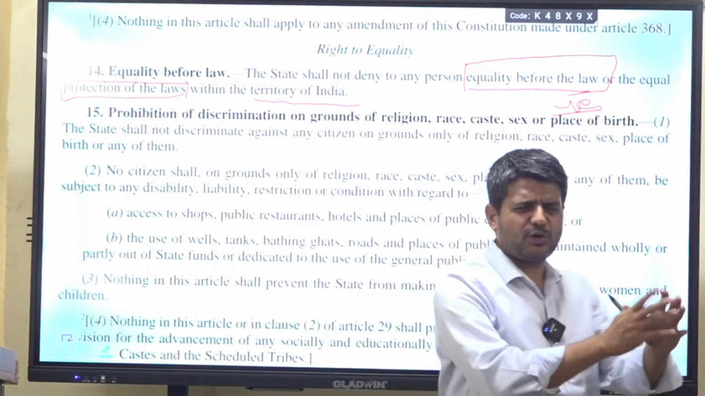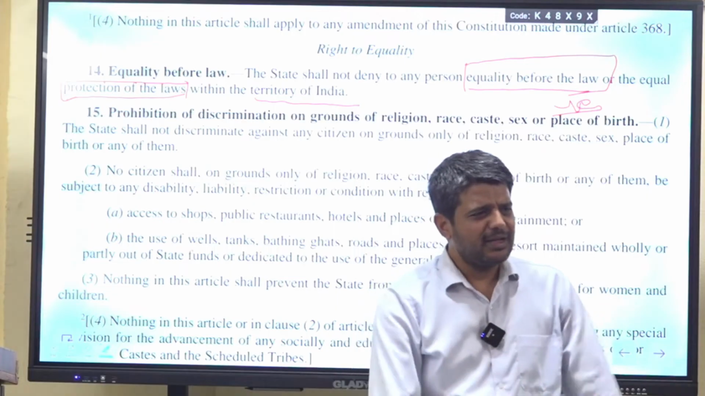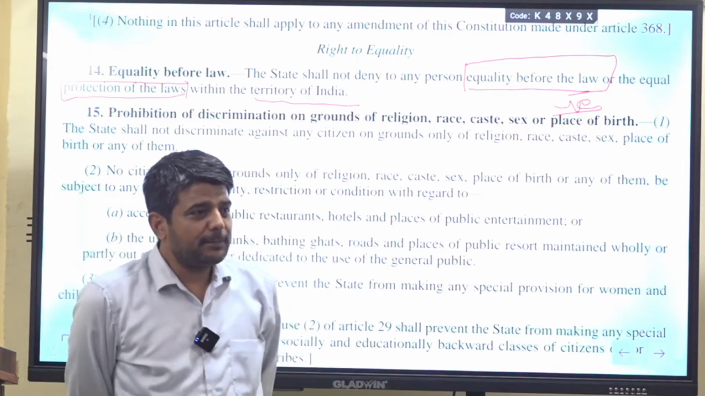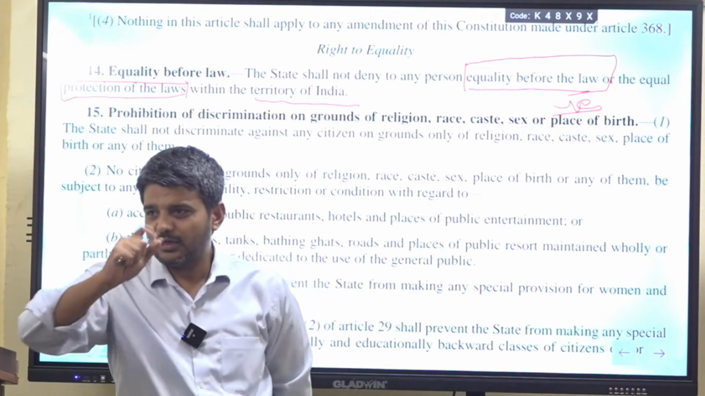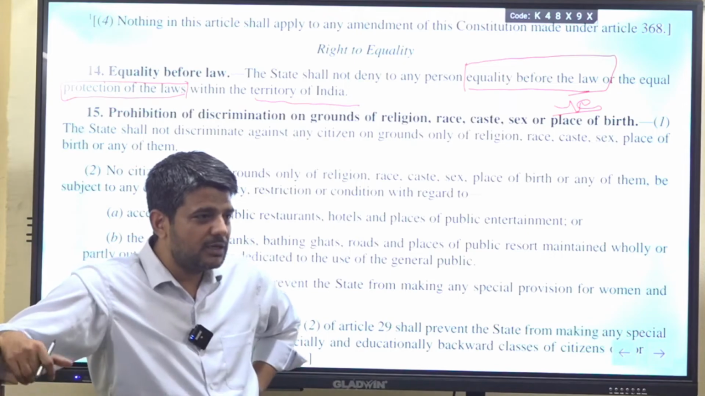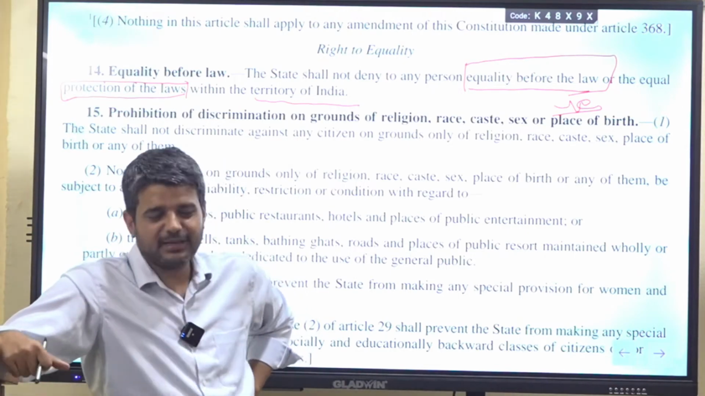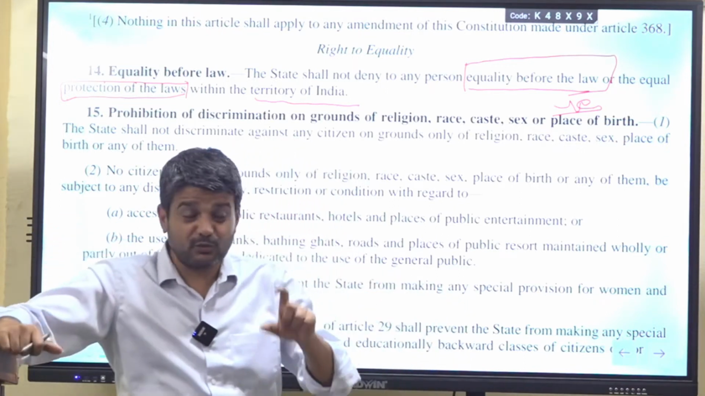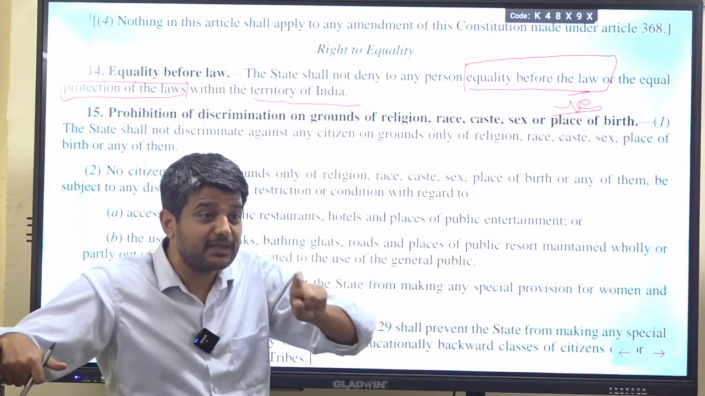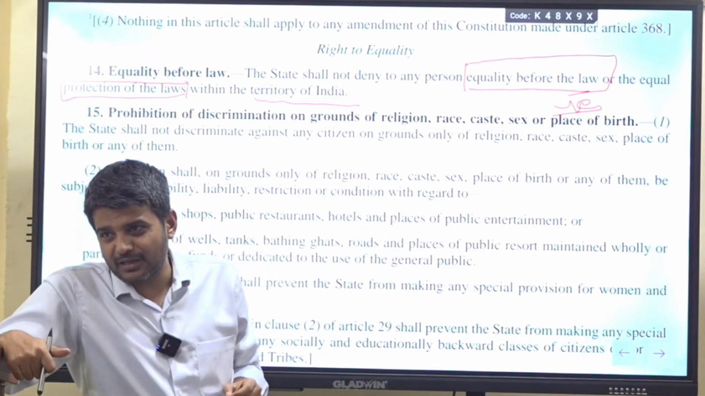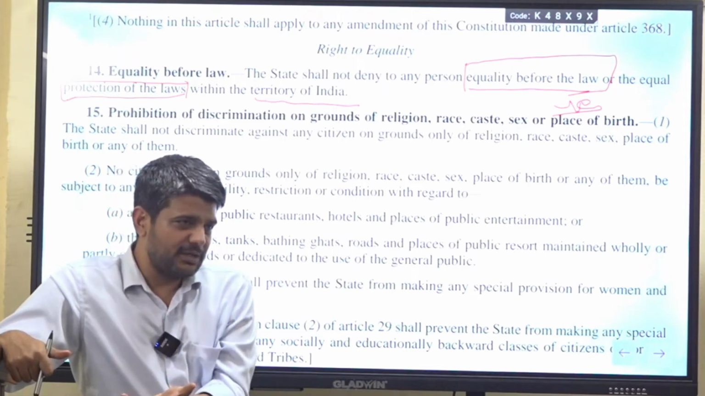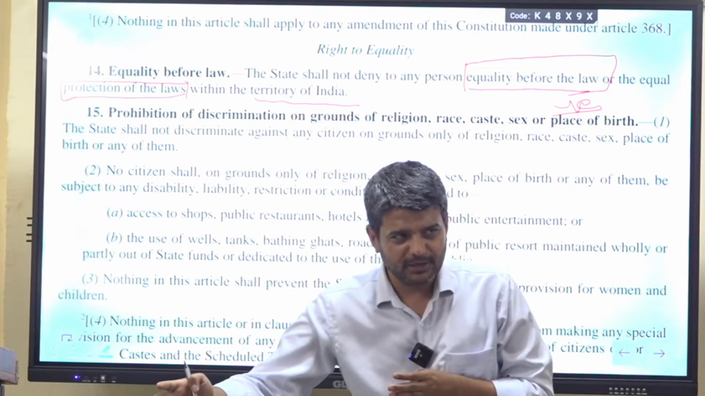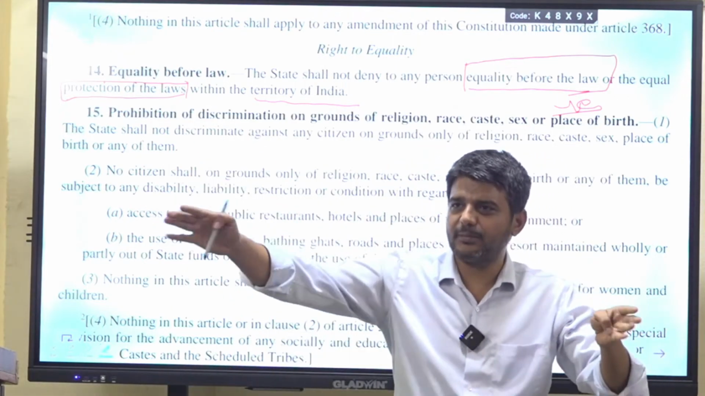Initially, they came up with a very good, binary sort of rule called reasonable classification. It said that if you are trying to discriminate between two groups of people, then the purpose of discrimination, or the Latin term they use, intelligible differentia, must have a reasonable connection. This word reasonable indicates that it is the court who will determine whether it is reasonable or not. Meaning, if you are discriminating with regard to something, that distinction and that something must have a reasonable connection.